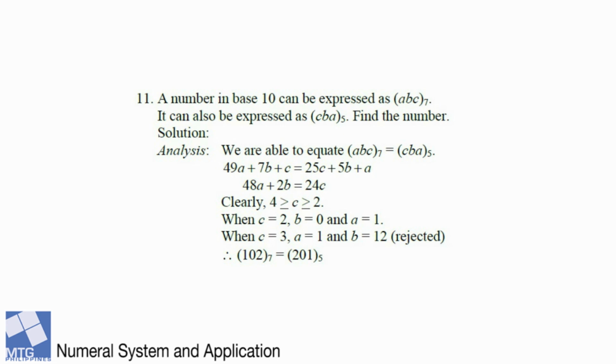Now clearly, C must be less than or equal to 4 and at the same time greater than or equal to 2. With these conditions, we can say that C is equal to 2, B is equal to 0, and A is equal to 1. Thus, 102 base 7 is equal to 201 base 5. Now we can use either of these two to determine the base 10 number. So let us say we use the base 7. Thus, we will have 1 times 7 raised to 2 plus 2 times 7 raised to 0. When simplified, we will have 49 plus 2 equals 51.